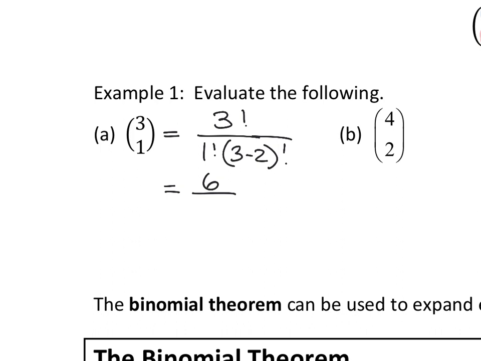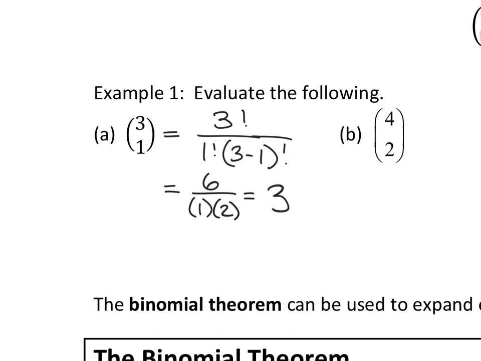And then I have 1 factorial. Sorry, where did that 2 come from? This should be a 1. Y'all got to stop me when I'm being crazy. What is 1 factorial? 1. 3 minus 1 is 2. And 2 factorial would be 2 times 1, which is 2. 1 times 2 is 2. 6 divided by 2 is 3.